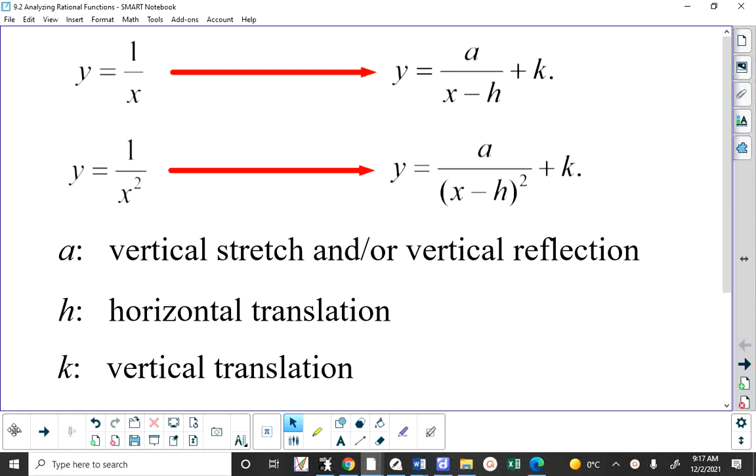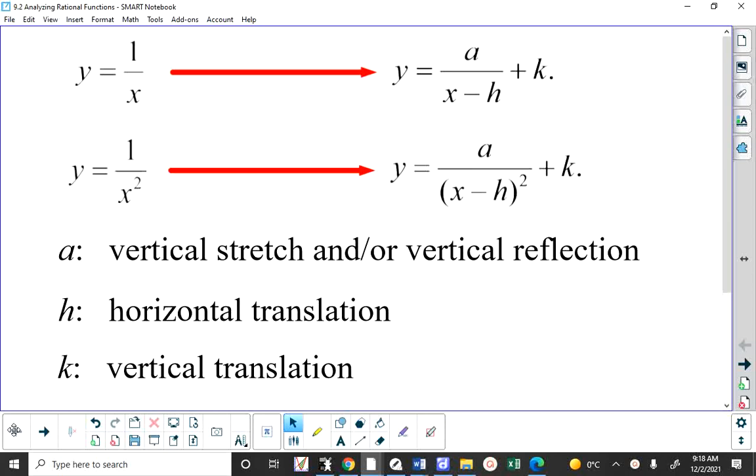So yesterday what we were looking at are, I call them base functions. Maybe I should be calling them basic functions. Two basic or base rational functions. One of them is y equals 1 over x. One of them is y equals 1 over x squared. And you need to know what these look like so that you can apply these three parameters to them.